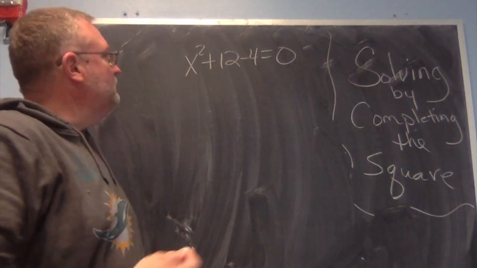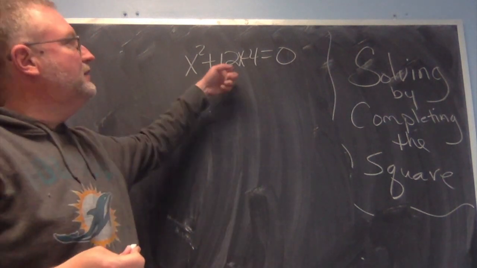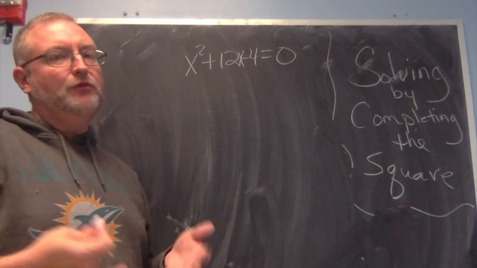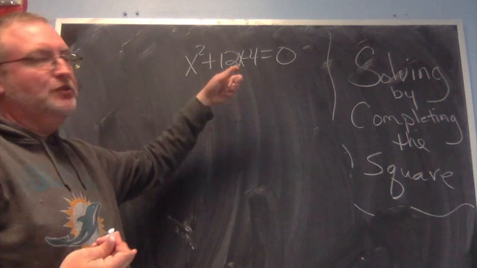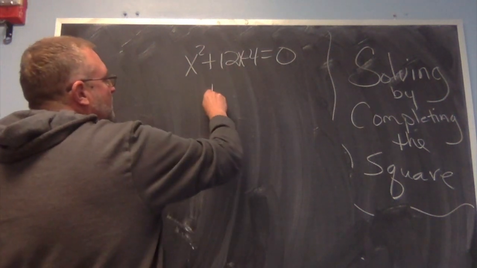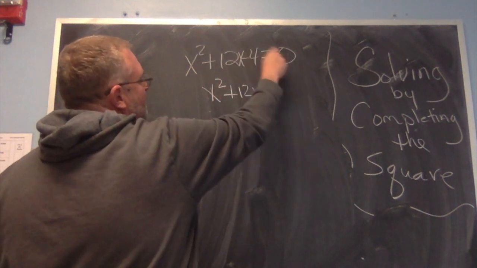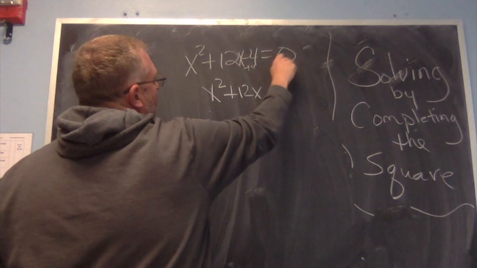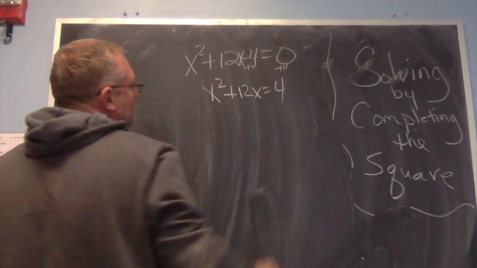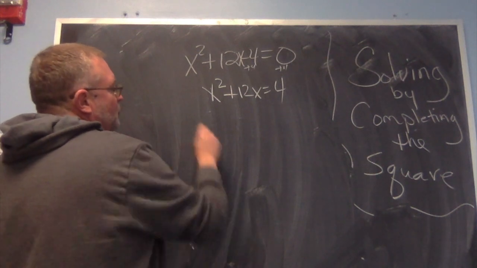Now again, the reason we're doing this is because you can't factor this down. There's nothing multiplied, 4 times 1, 2 times 2, that gives you 12. So the first step is to get it into your first form, which would be x squared plus 12x. Since that was minus 4, I'm going to add 4, and it equals 4.